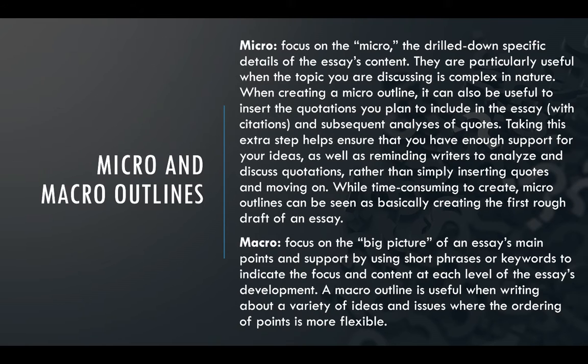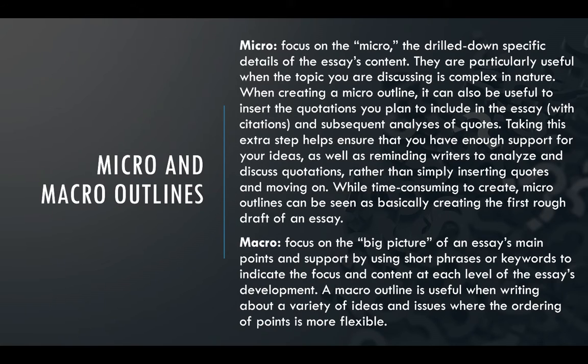So a macro outline focuses on the big picture of an essay's main points and support by using short phrases or keywords to indicate the focus and content at each level of the essay's development. A macro outline is useful when writing about a variety of ideas and issues where the ordering of the points is more flexible. In other words, you can kind of move them around. They don't have to go in necessarily a particular order. So like I said, what I'm looking for on Friday is going to be more of a macro outline.